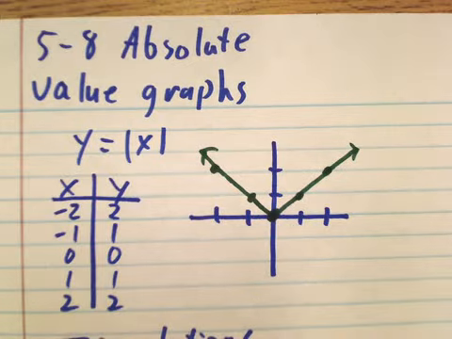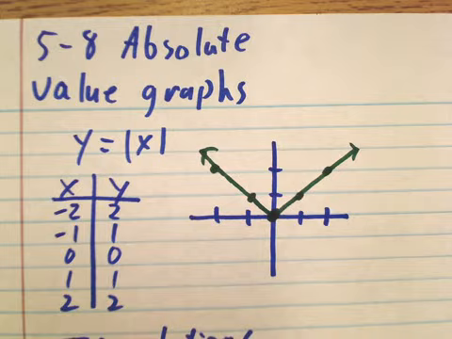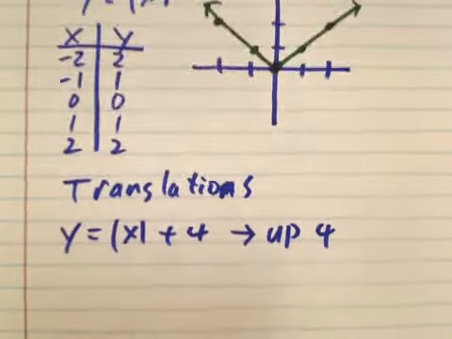To graph other absolute value graphs, I'm not going to make a chart or anything like that. Now that I know what it looks like, I'm just going to move it around. I'm going to manipulate it to do what I want it to do. So let me show you how I'm going to do that. The process of doing this is called a translation.